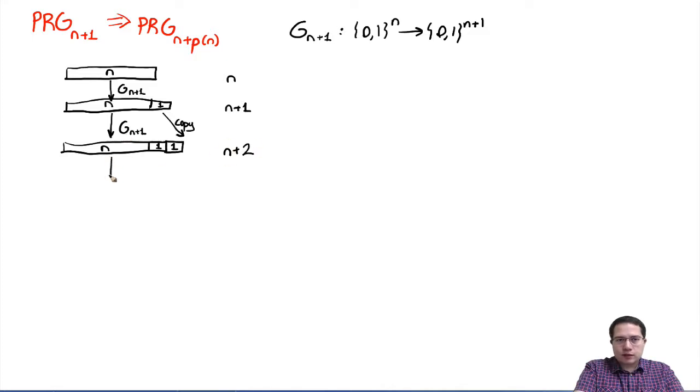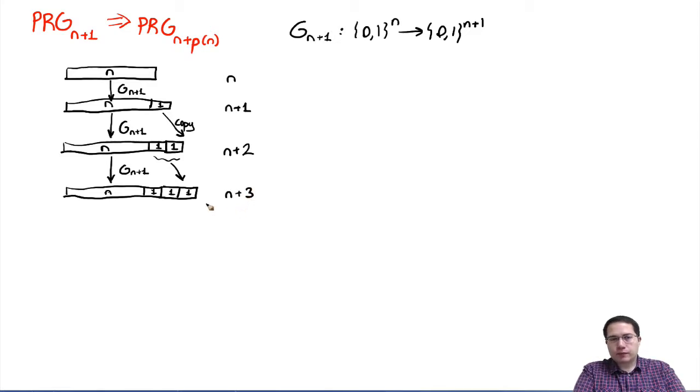Now let's run this G_{n+1} one more time. It will again give us n plus 1 bit output. So n bits here, 1 bit here. Then we will copy these 2 bits here. So in total we have n plus 3 bits now.